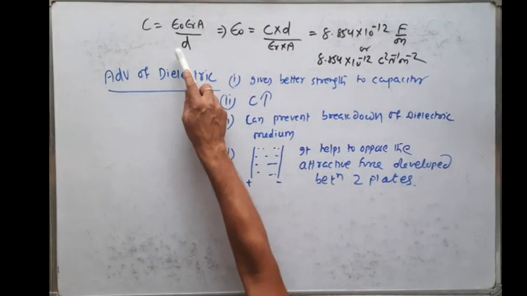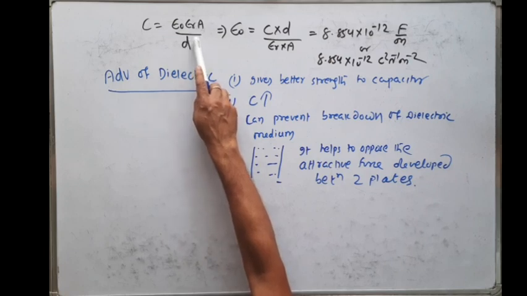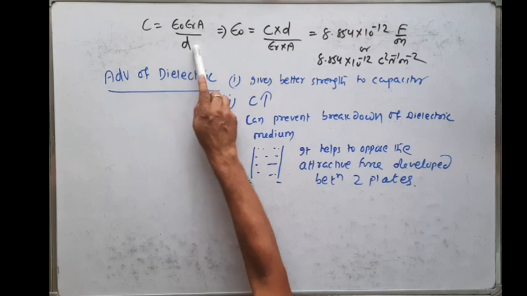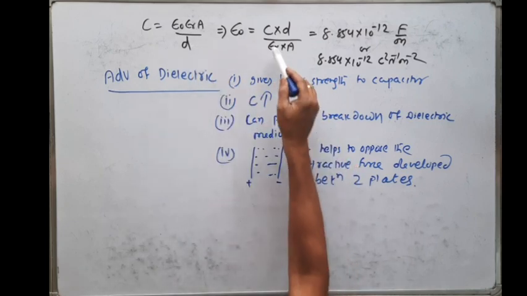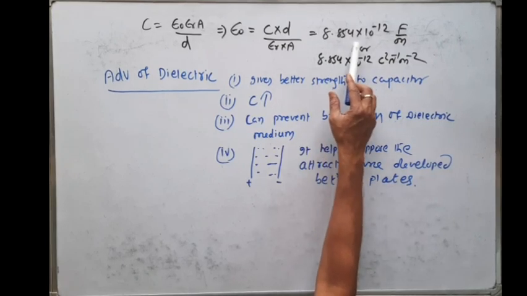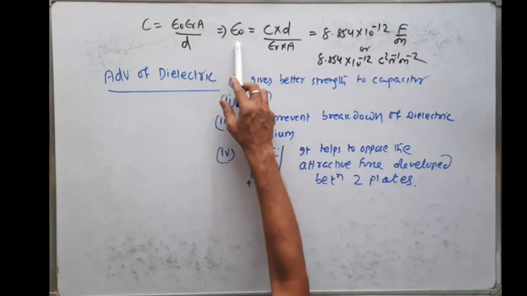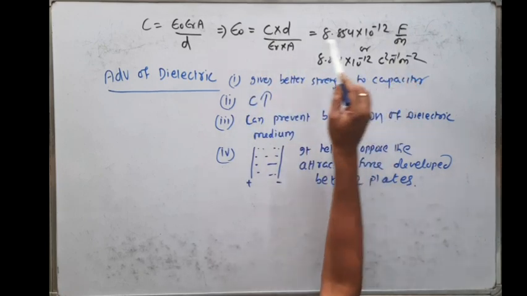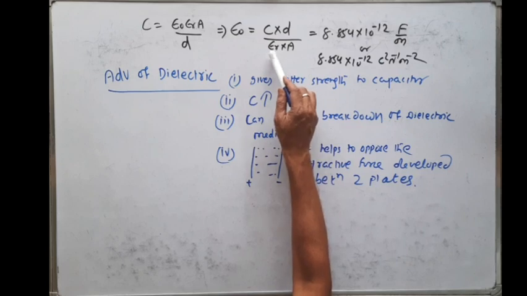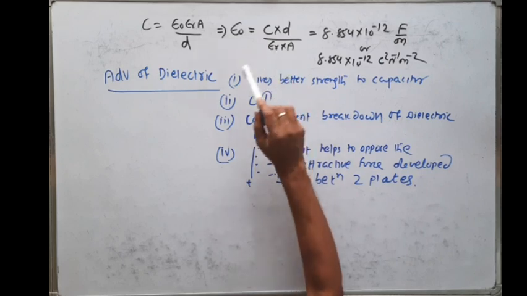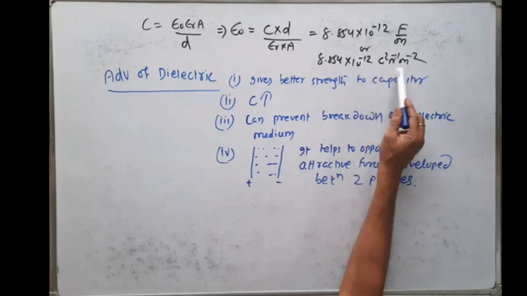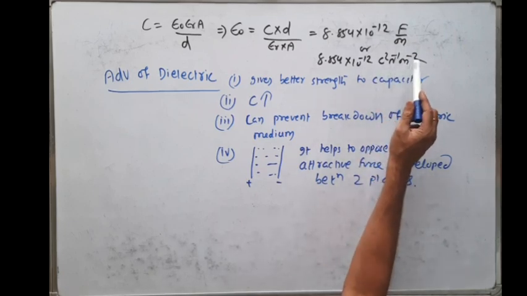Now see, this is the capacitance formula, epsilon naught epsilon r A by D. From this I can write epsilon naught is equal to C into D by epsilon r into A. And what is the unit of epsilon naught? Capacitance unit is farad, D is meter, area is meter square, epsilon r has no unit because it is a relative term. So farad per meter, or the other unit is Coulomb square, Newton inverse, meter minus 2.